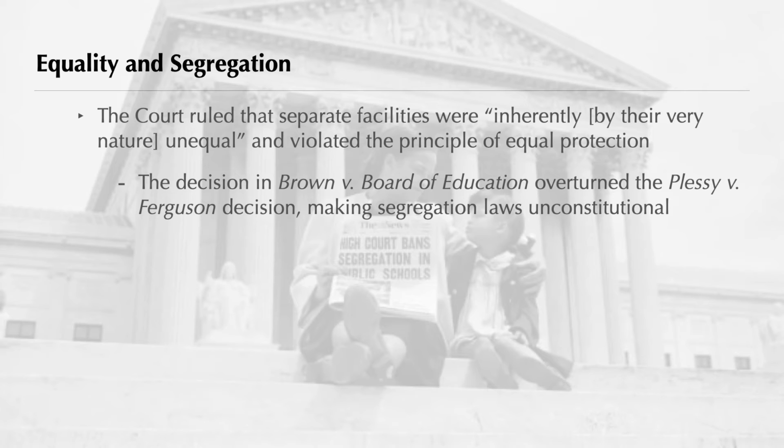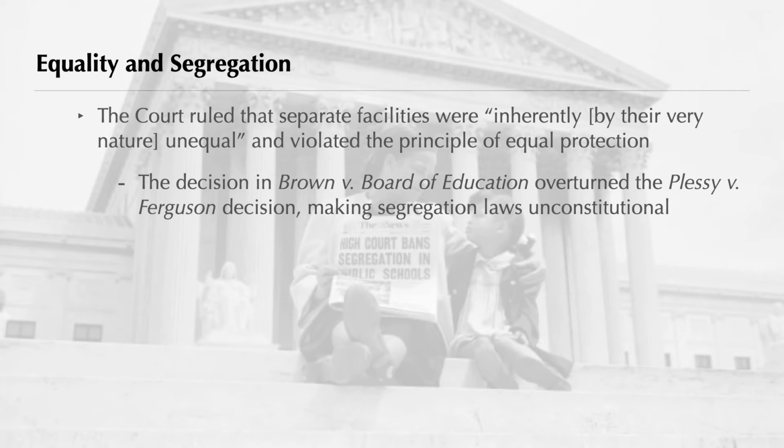All of the justices on the Supreme Court were convinced by Marshall's reasoning. The court agreed that segregation of African Americans creates a feeling of inferiority as to their status in the community that may affect their hearts and minds in a way unlikely ever to be undone. Separate educational facilities, the court ruled, were inherently, or by their very nature, unequal, and therefore violated the principle of equal protection.